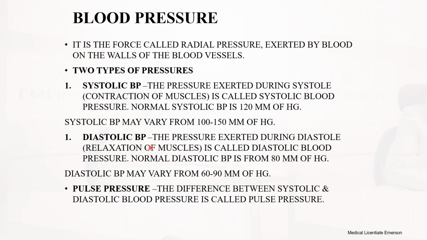Then diastolic BP, the pressure exerted during diastole, which is the relaxation of the muscles, is called the diastolic blood pressure. And the normal diastolic is 80 millimeters of mercury, and the range for the diastolic BP is 60 to 90, and most literatures also just go with 60 to 90. Okay, then we have the pulse pressure. The pulse pressure is the difference between the systolic and the diastolic blood pressure.